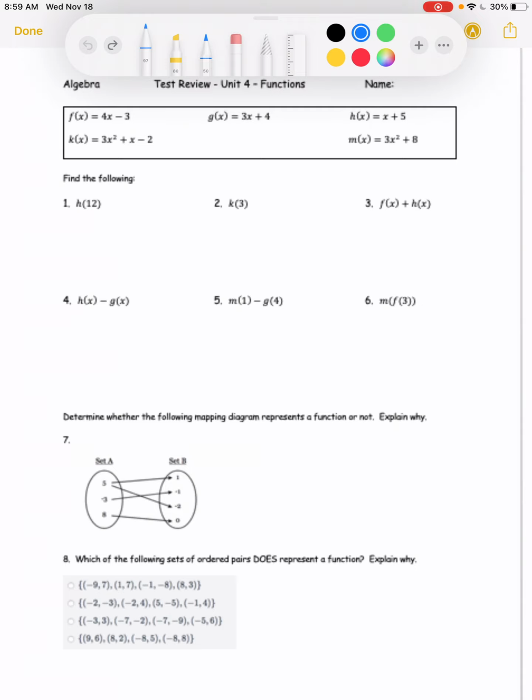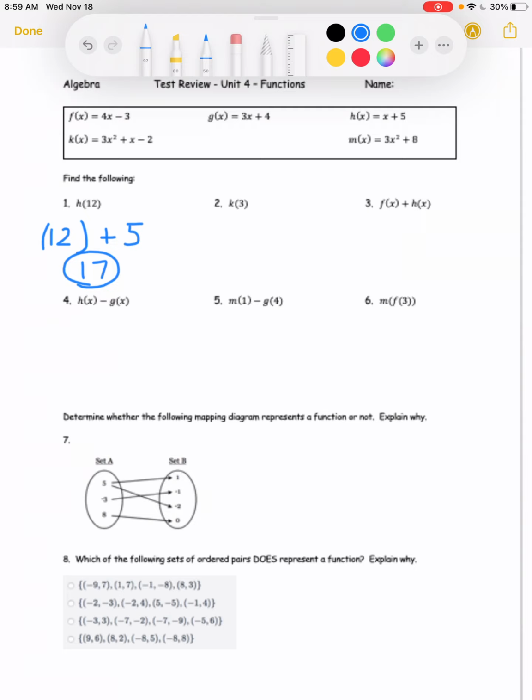Okay, so h of 12. I'm looking right here at x plus 5. So we're going to plug that in. So instead of x, we're going to put 12, and then you're just adding them. 12 plus 5, 17, done.